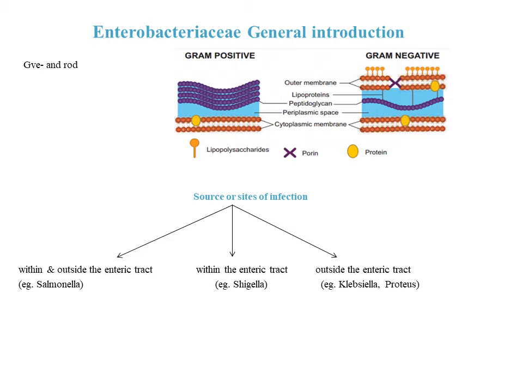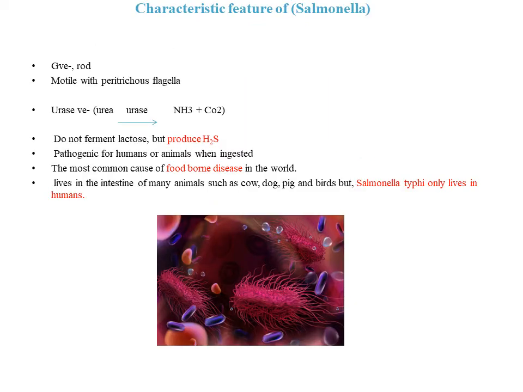Let's start with the first group, pathogens within and outside the enteric tract, and we will talk about Salmonella as an example of that group. Okay, let's move to Salmonella. The characteristic features of Salmonella are: first, gram-negative rod, and we understand what gram-negative is. Second, motile with peritrichous flagella.